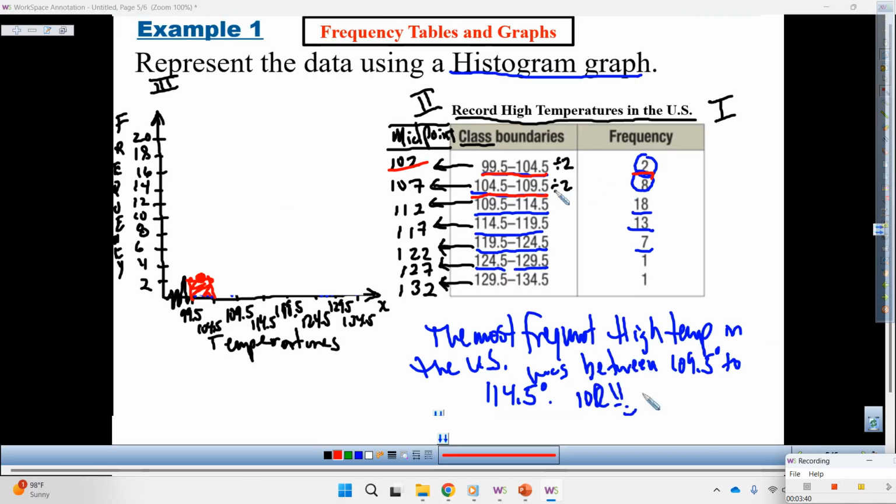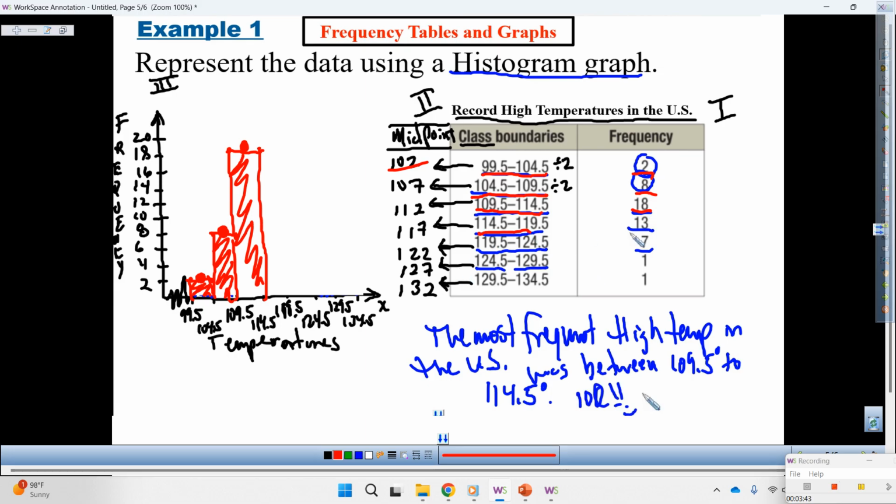So 104.5 to 109.5, the frequency is 8, so 104.5 to 8, 109.5 to 8, the midpoint is in between both, connect them, bring it down to the x-axis, and shade your bar. Go to the next one, boundaries to 18, so 109 to 18, which is up here, 114 to 18, midpoint, connect them, bring down your boundaries all the way to the x-axis, and shade your bar, and so on and so forth. At the end, we look at our data.